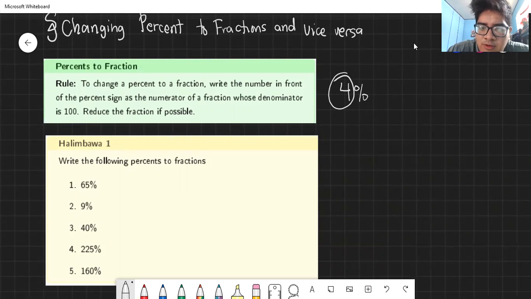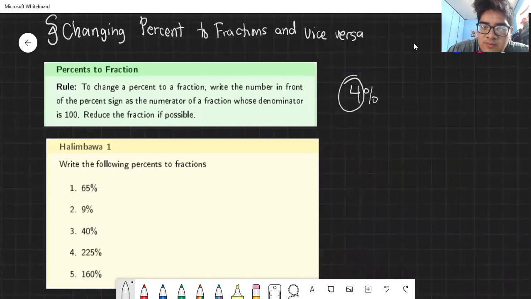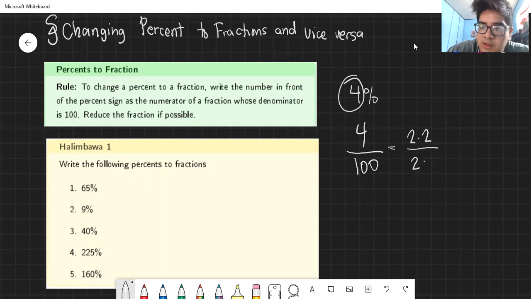E di kukunin mo yung 4 na yun. Ilalagay mo lang siya sa over 100 and simplify the fraction as much as possible. E di ba? 4 can be written as 2 multiplied by 2 over 2 multiplied by 50, or 2 over 50. E di ibig sabihin, ang 4% is just basically 2 over 50 in the first place, kasi the 2's will cancel out. Okay? Ganun lang yun, basically.